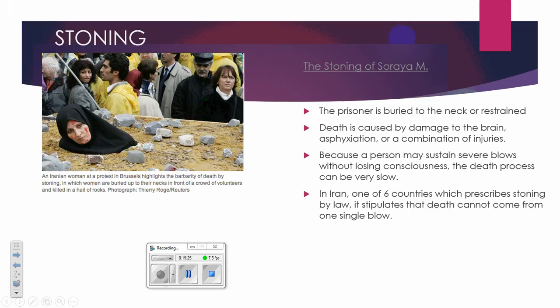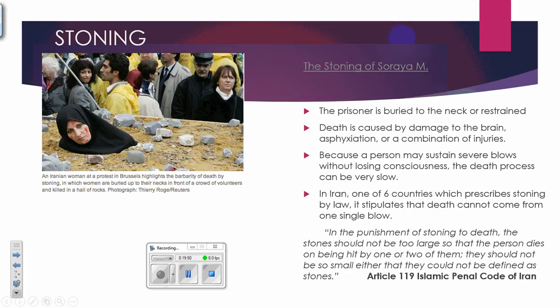In Iran, one of 6 countries which prescribes stoning by law, it stipulates that death cannot come from one single blow. So you couldn't have Drew bring a big rock that's the size of my head and just go bam and kill me just like that. It has to be more than one blow. It's the law. You can't. It's not allowed. You'd be in big trouble.